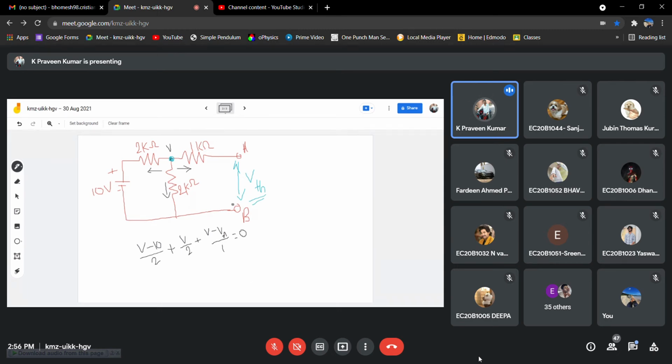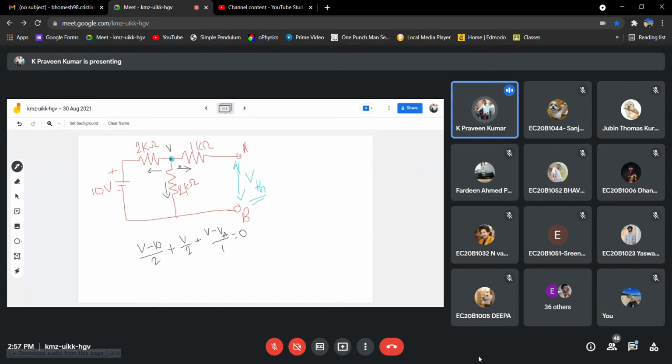Okay. Here the question is, what is the current through the 1 kilo ohm? Can anyone say what is this current? How much current will flow? Or whether there is a current flow or not first? Yes. So if you write the KCL equation, that is V minus 10 by 2 plus V by 2 plus V minus VA by 1. So that will be equal to 0.